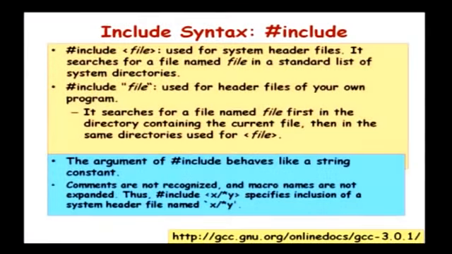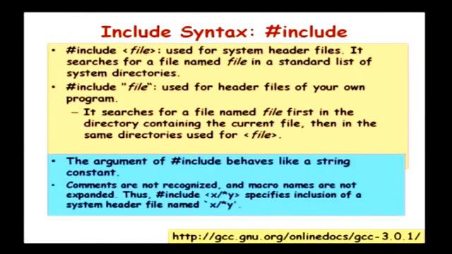Okay. So here is something that we have mentioned in the previous video, the difference between angular brackets and double quotes. The angular bracket is usually used for system header files, and it searches for the file named, let us say, stdio.h in a standard list of system directories. If you say within double quotes, on the other hand, like "list.h", it searches for this list.h first in the current directory. If it is not found in the current directory, then it goes again into the standard list of directories.